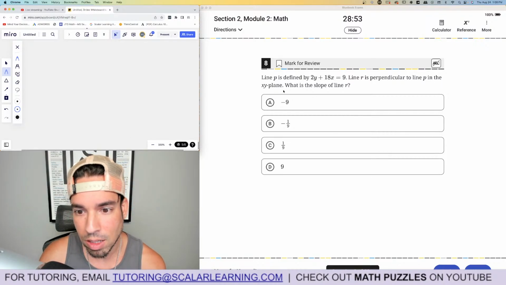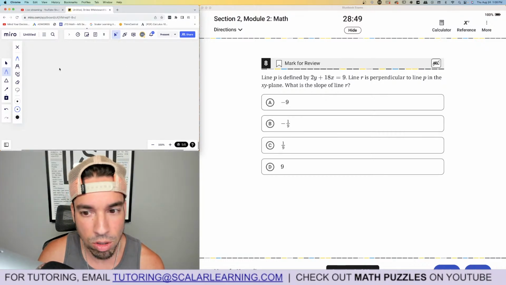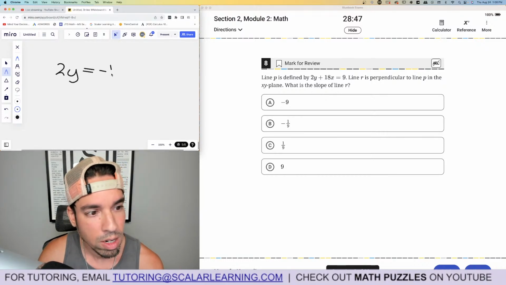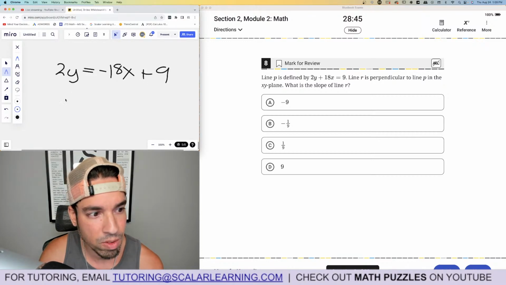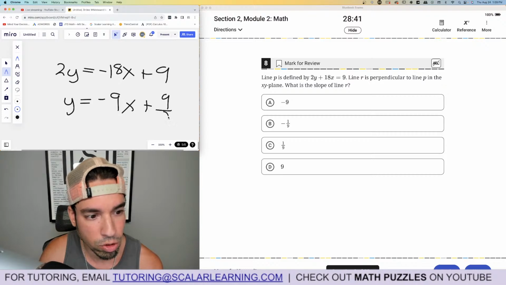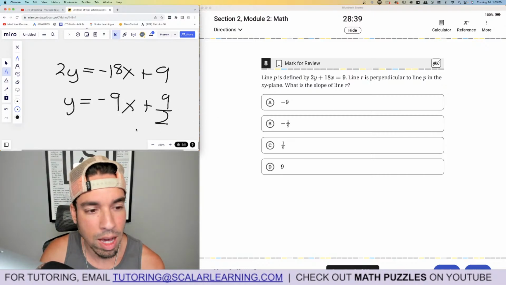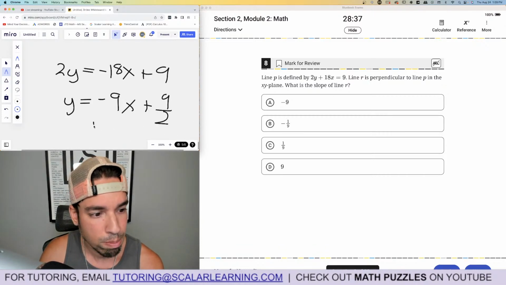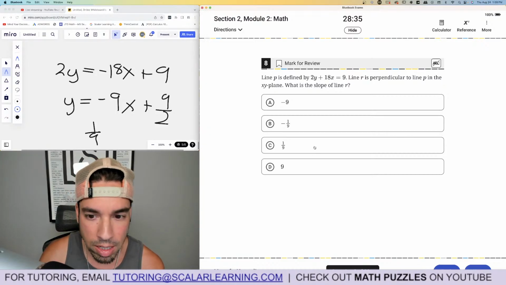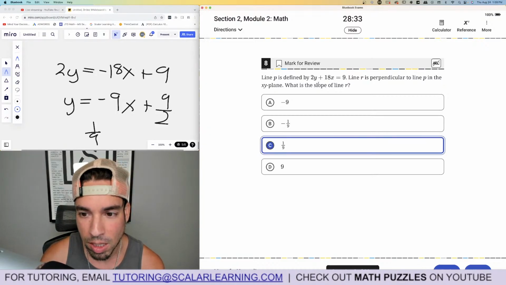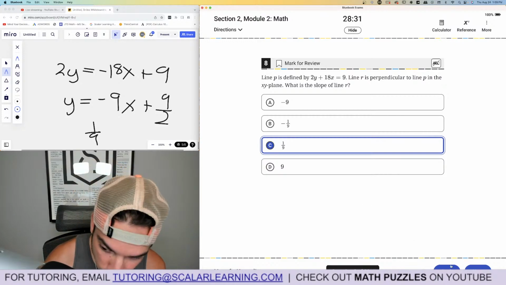Line P is defined as this. R is perpendicular. So first, to get the slope, it's the opposite reciprocal, but I need to know the slope, so I'm going to isolate y. 2y equals negative 18x plus 9. Divide by 2, y equals negative 9x plus 9 over 2. And so we need the opposite reciprocal, which is positive 1 over 9. C is the winner. Let me just double check I didn't make any mistakes. Negative 9, positive 1/9. Boom, done.